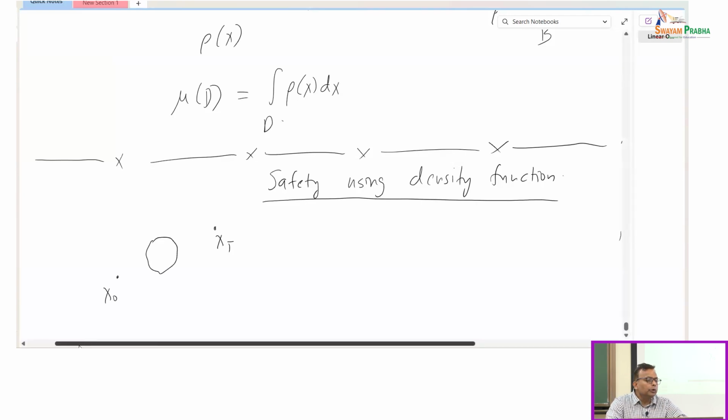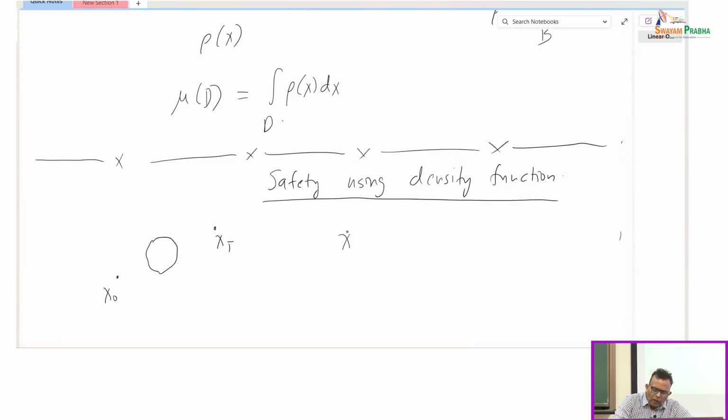You want to do this for a dynamical system of the form x dot equals f of x plus g of x u. You can think of this as your robot dynamics. There's a drift term, there's a control term, and so on. So you want to find a u which will take you from x0 to xt while avoiding this unsafe state.